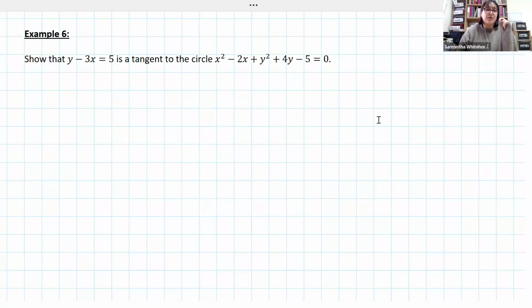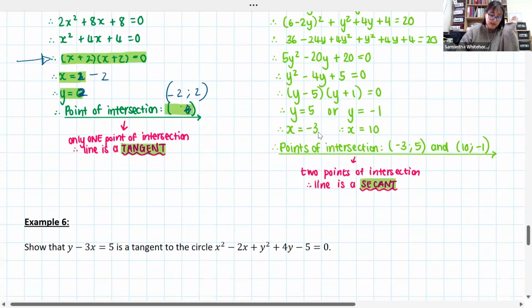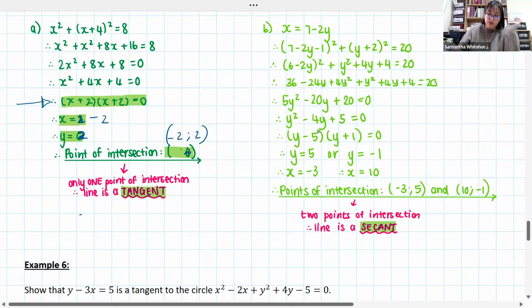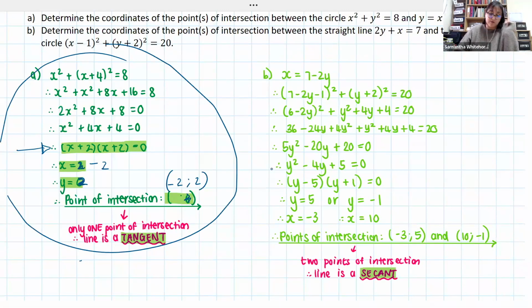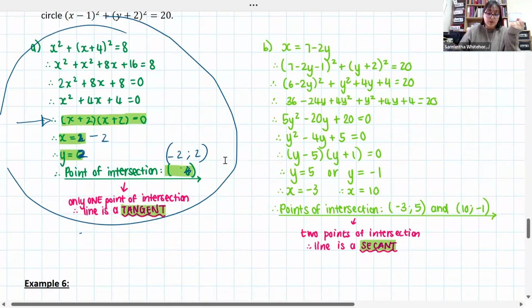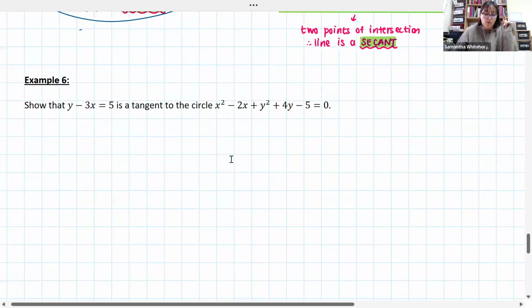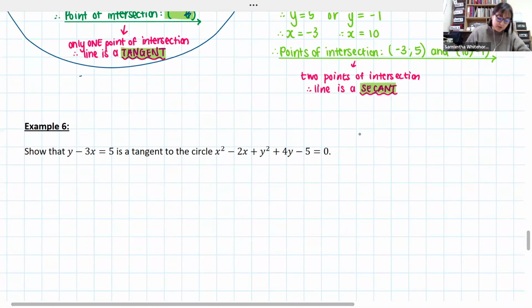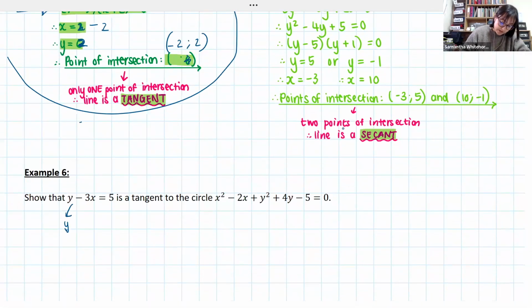Okay, so remember, I said earlier, for you to show that a line is a tangent, you need to show that there is only one point of intersection. So like what you had in question A, like what we had in the situation over here. We have to essentially solve simultaneously to show that we've got one point of intersection. So again, isolate your y. Y is equal to 3x plus 5.